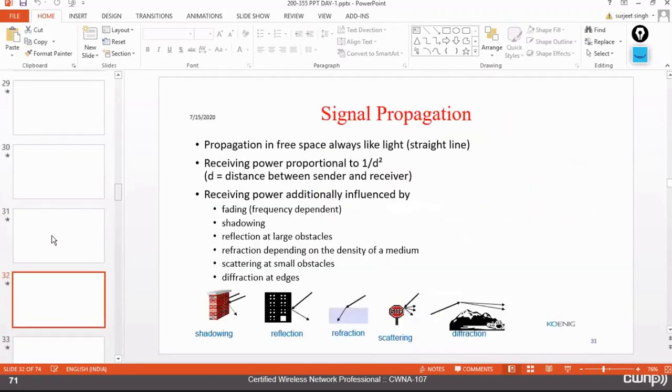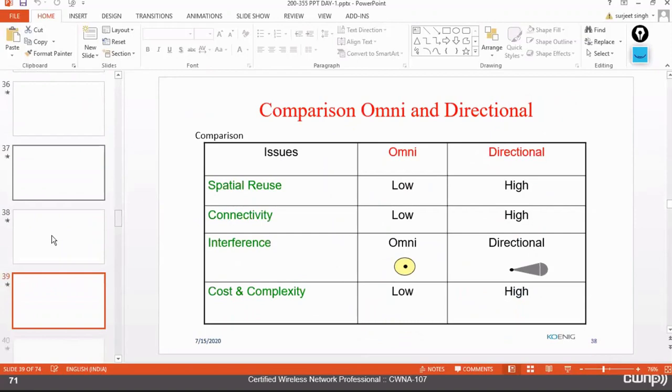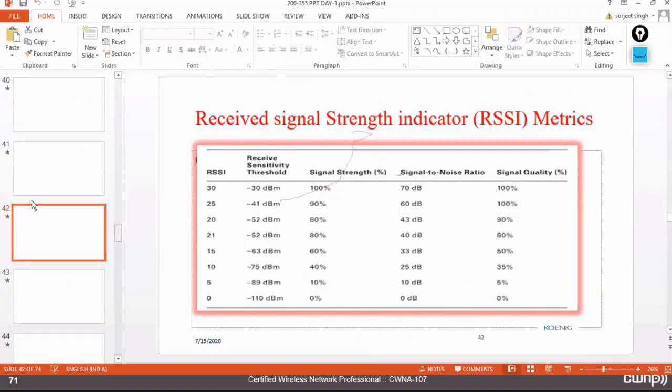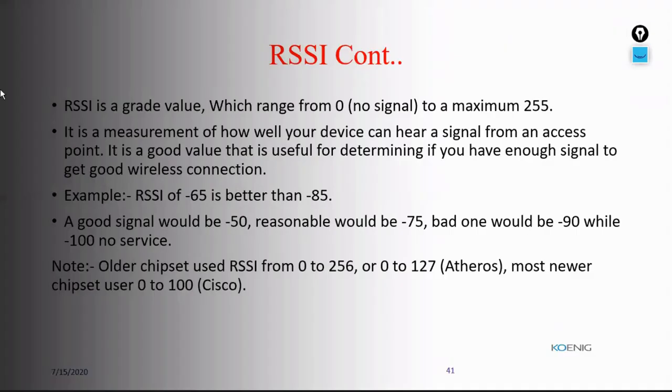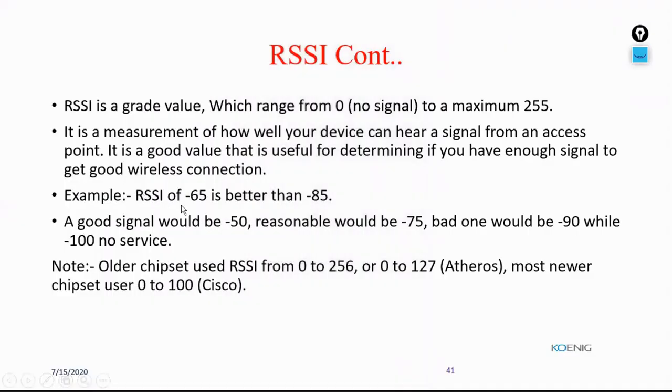Frequency, free path loss, attenuation, signal propagation. And very soon, see, this is actually the grade value that I'm discussing here. For example, you can see the RSSI of 65 is better than 85. A good signal would be 50. If I'm receiving 47 dBm, decibel milliwatt, the signal strength from my nearest AP, I am so good, because reasonable would be 75 and a bad one would be 90. I will also show you the bad one.